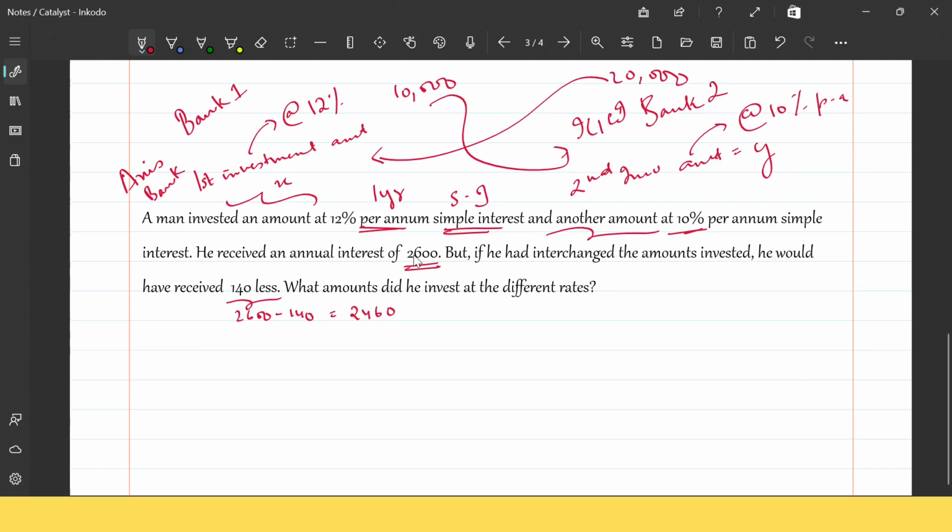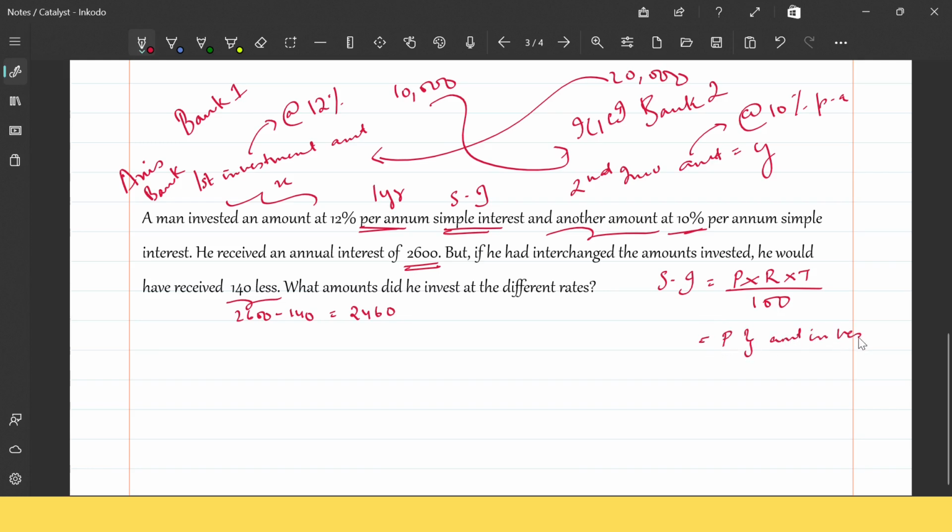How will we find? First you should know that there is a formula for simple interest, which you should remember, which you must have studied in your class 8th, 7th and all. So the simple interest formula is principal amount into rate into time by 100. This is the simple interest formula. What is principal? P is the amount invested.